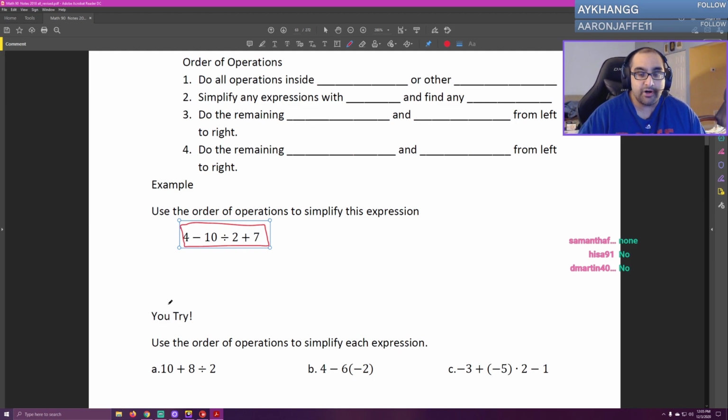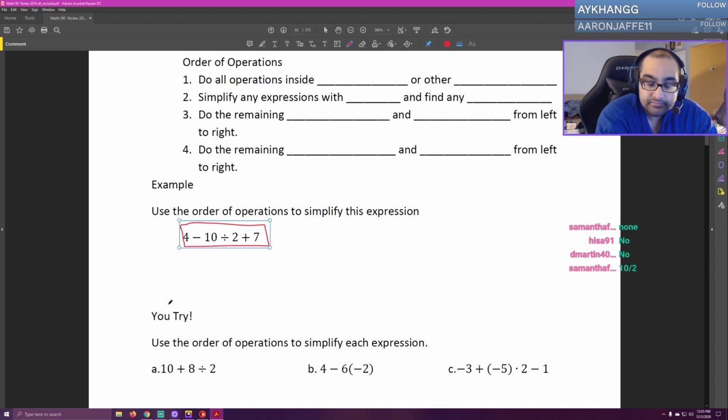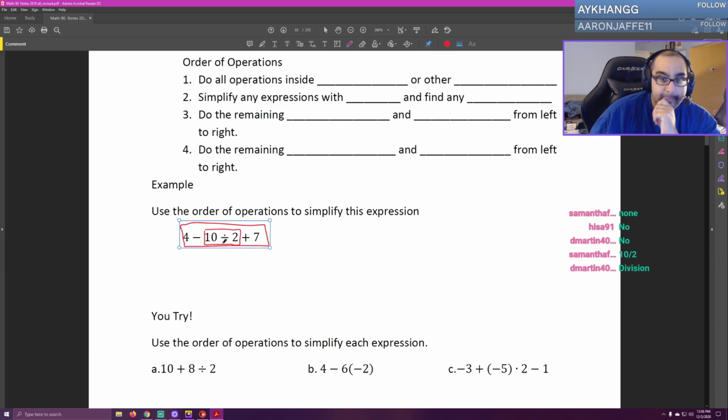Which part am I going to do first in this problem? Okay, very good. The 10 divided by 2. That's right. So let's focus on the 10 divided by 2 part here. Right, I got to do the division first. Lots of numbers floating around, true, but division has to come first here. So what's 10 divided by 2 here? All right, 5. Perfect. So we get 5 here.